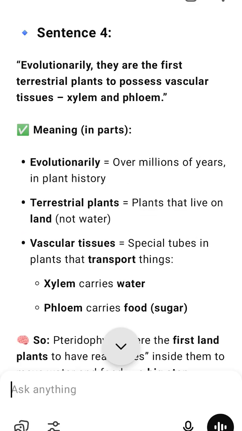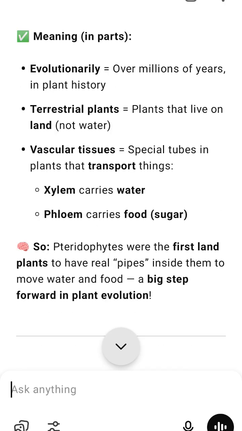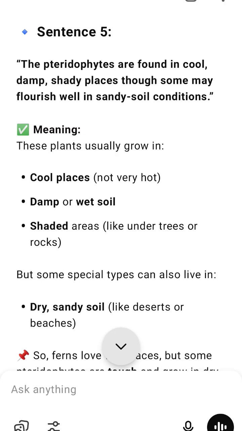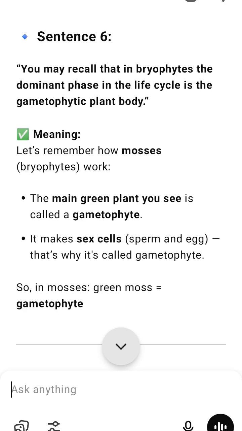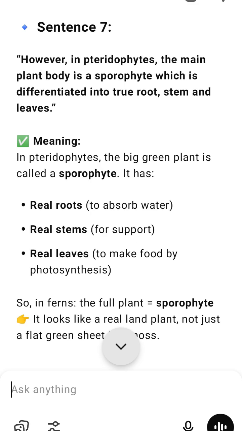Where do pteridophytes live? They usually grow in cool, damp, wet, and shady places. Some special types can also grow in dry, sandy soils. What does the main plant look like? The main plant we see is called a sporophyte. It has true roots to absorb water, stems to support, and leaves to make food. These parts have vascular tissues that carry water and food inside the plant.